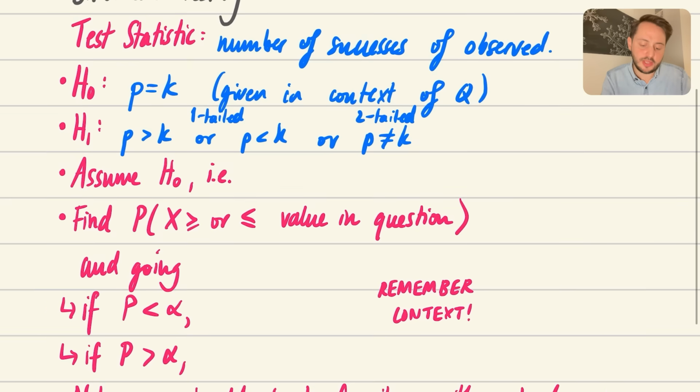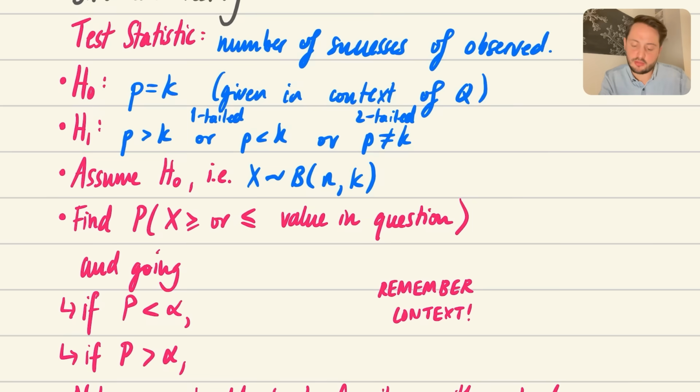What you then do for the third step is you assume that H0 is true, i.e. that x is binomially distributed with n and k as the probability. You then find the probability that x is greater than or equal to, or less than or equal to, the value that has been observed in the question, and you are going more extreme. So what I mean by that is if you would expect 5 of something to happen, and in the question they've observed 7 of them happening, you would find the probability that x is greater than or equal to 7. So you're doing 7 or more.